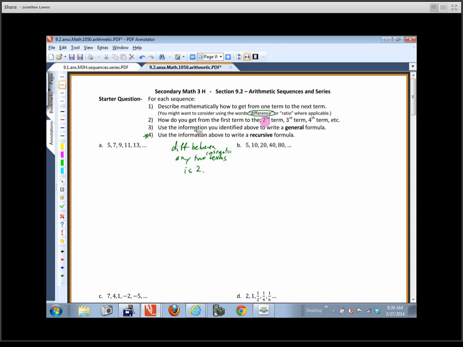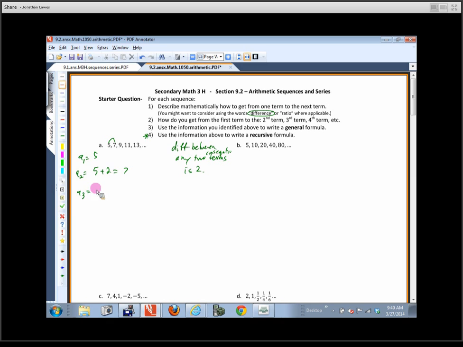So how do you get from the first term to the second term? How do you take the first term to produce a 7 out of the second term? What's that? You add 2. So I'm going to take the first term, 5, and I'm going to add 2, and I end up with 7, right? Okay, that's the second term. The first one was 5, right? Okay, how do I get the third term? What do I add? I add 4, right?